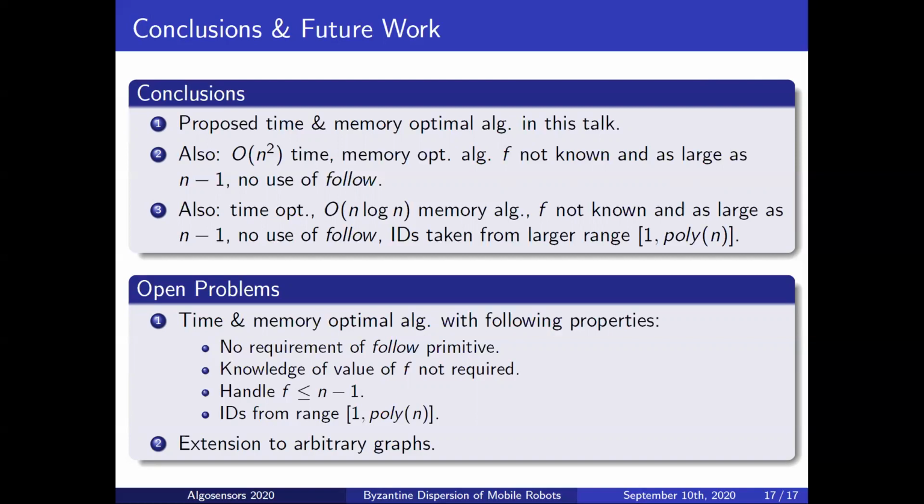Finally, I want to conclude this talk by giving 2 open problems. First of all, as I showed above, we have other algorithms that reduce the number of assumptions. So one interesting problem is, can we have a time and memory optimal algorithm that doesn't make use of any of the assumptions, or at least a lesser number of assumptions than we previously used?